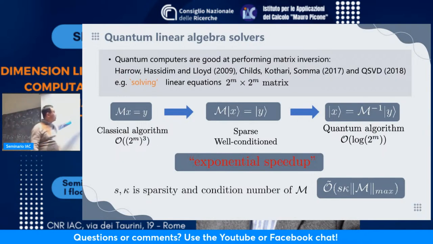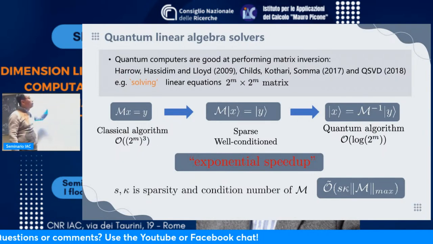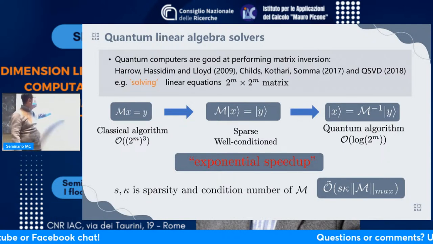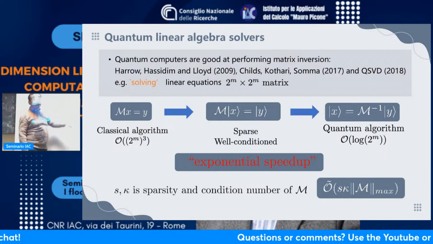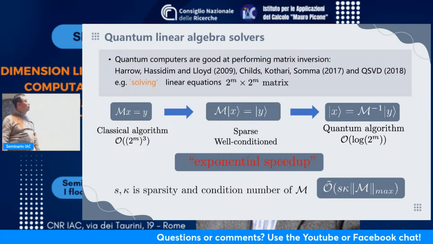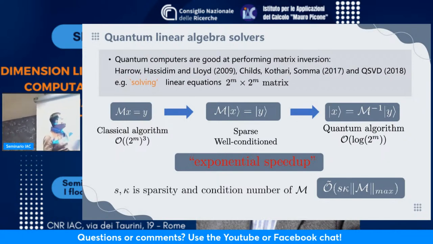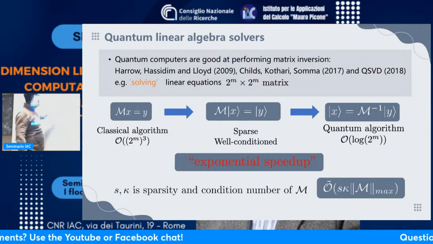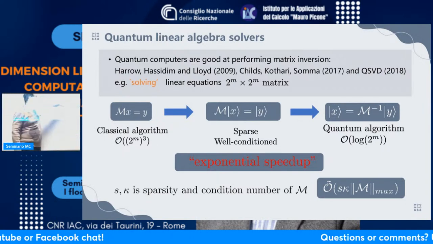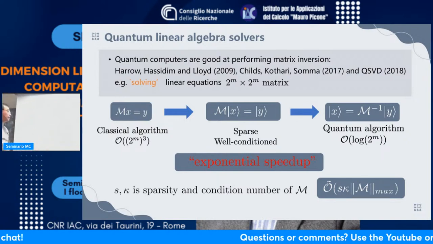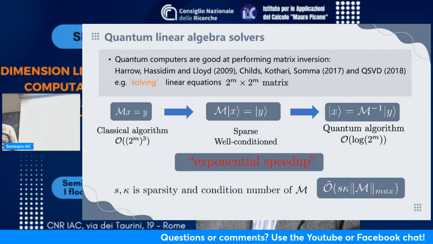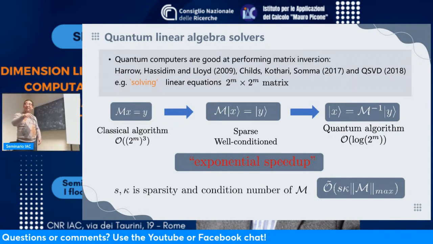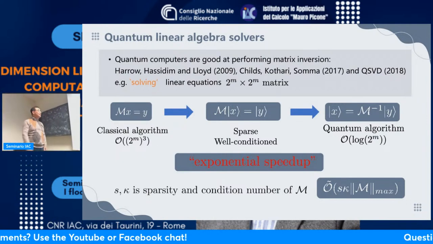Well, a quantum computer does this. The quantum linear algebra solver, devised by these people, is basically: you are given a quantum state on the right-hand side, and then you want to find the quantum state of x. With these algorithms, the cost is just log of 2 to the power n. That's why it gets the so-called exponential speedup. I'm not talking about n squared to n log n or n; n squared becomes log n squared.